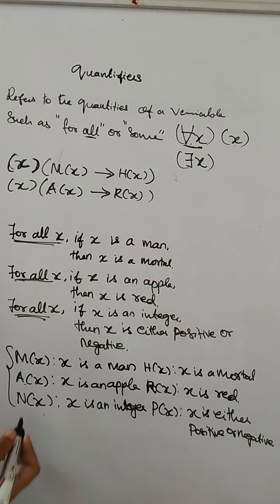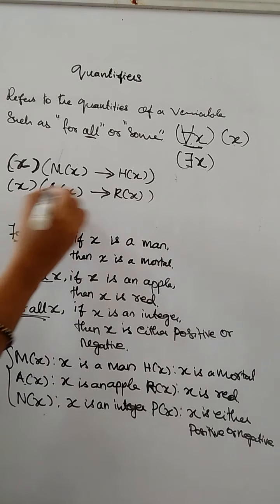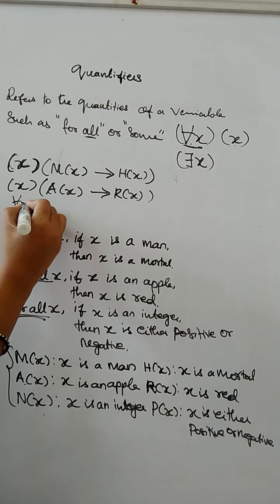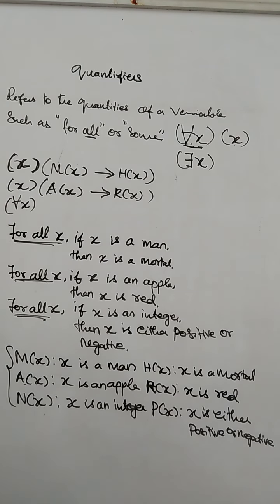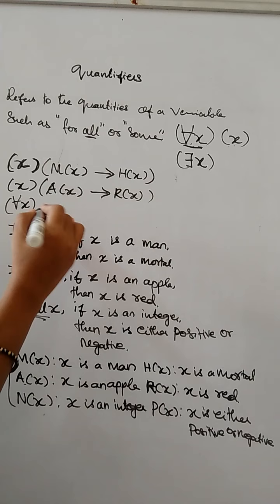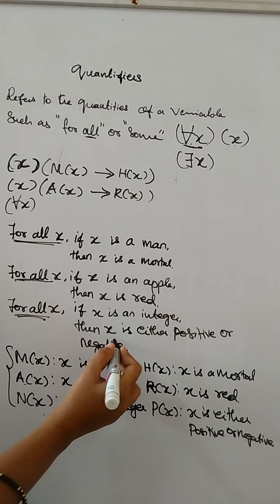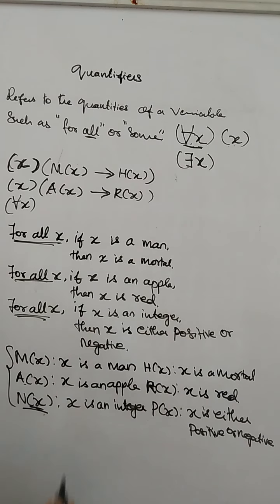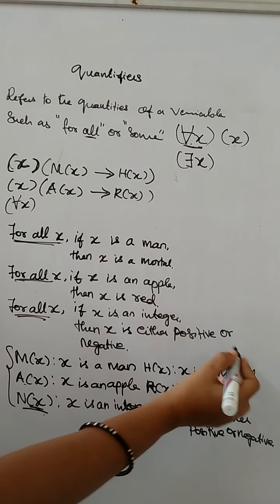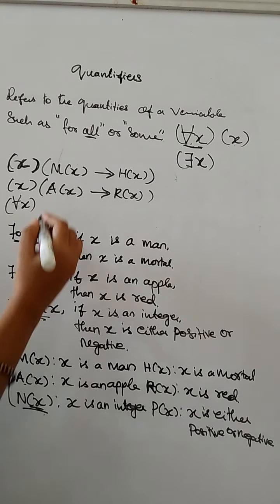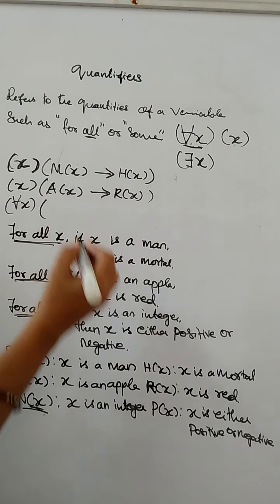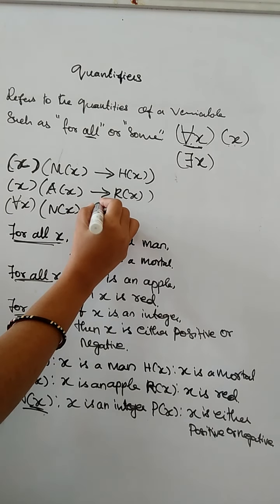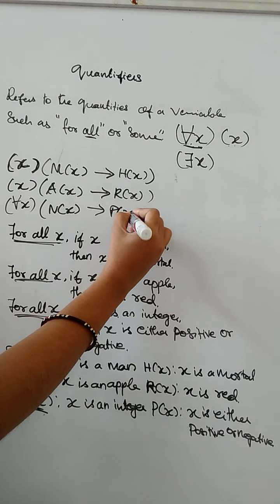And for this one I may make use of this notation, or else I can use this notation. Just for an example I am using this notation. And here, if x is an integer, then x is either positive or negative. x is an integer is n of x, and x is either positive or negative is p of x. So I can write it here as n of x. If n of x, then p of x.